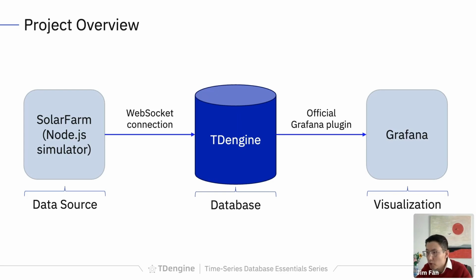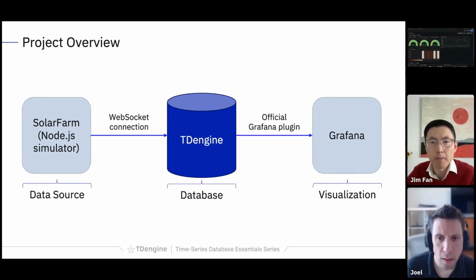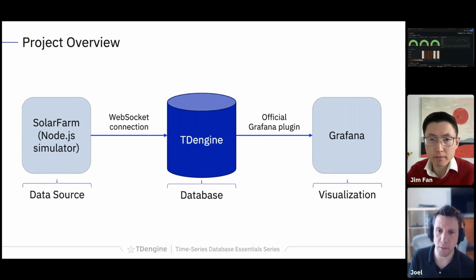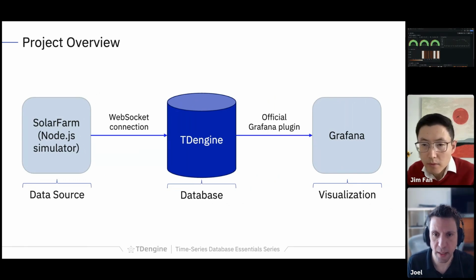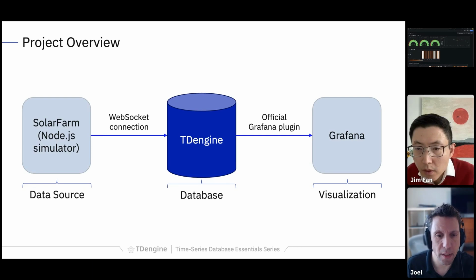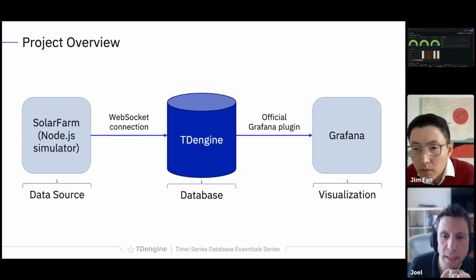Next question: is it possible to have a cloud configuration for today's setup? Yes, you could have the same setup in the cloud using very similar technology. You would just replace the TDengine Docker endpoint with the cloud endpoint and API keys.